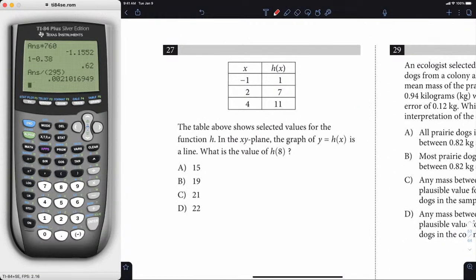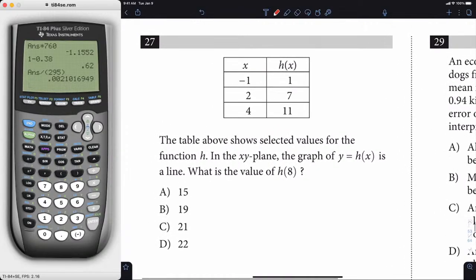The table above shows selected values for the function h in the xy plane, the graph of blah blah blah. What is the value of h of 8? Okay, let's go ahead, and we know the graph of h is a line. It tells us it's linear, so as soon as you hear a line, you should be thinking y equals mx plus b.